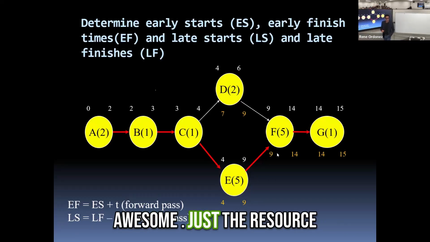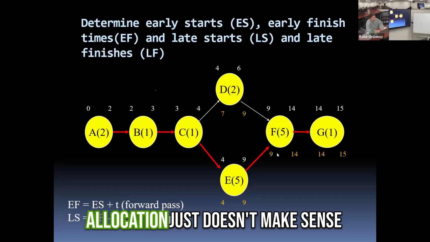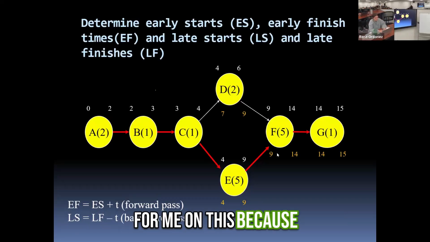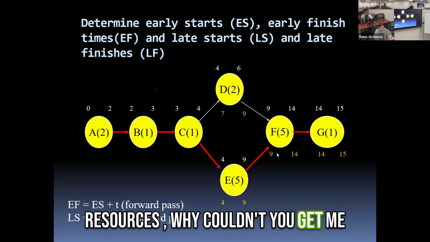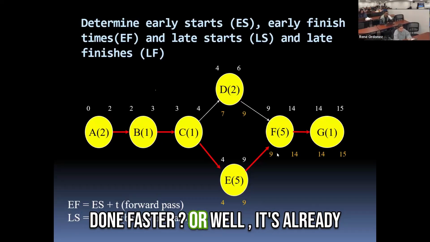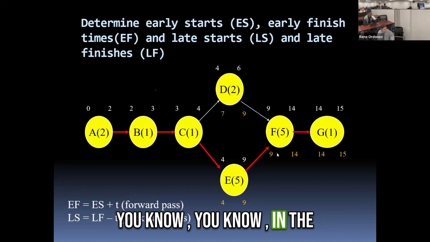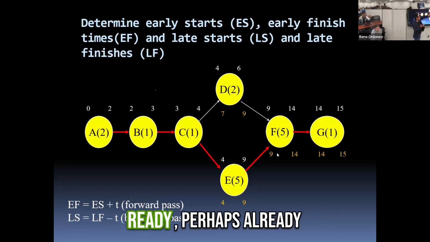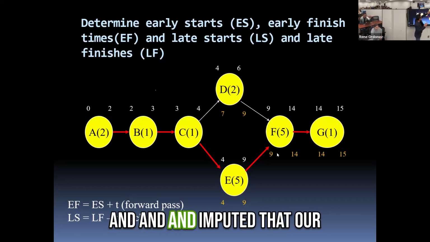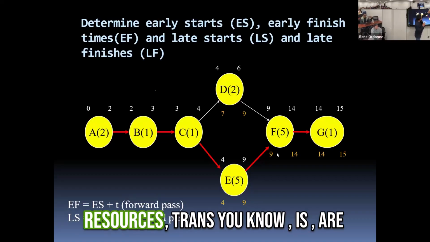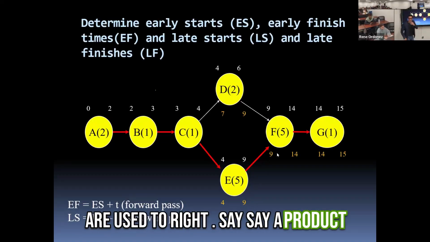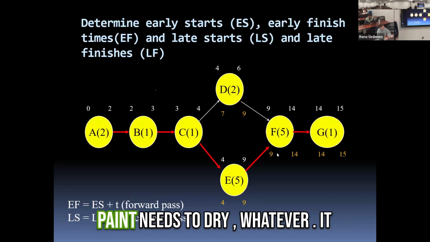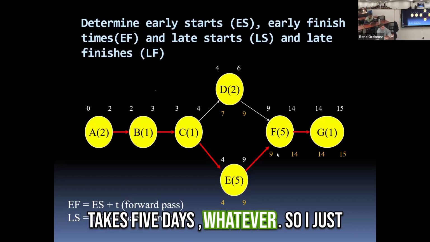Just the resource allocation doesn't make sense to me on this, because if you have 2 extra days with resources, why couldn't you get E done faster? Well, in the planning, it's perhaps already assumed that the resources are used here. Say a product needs to cure, or paint needs to dry, whatever, it takes 5 days.